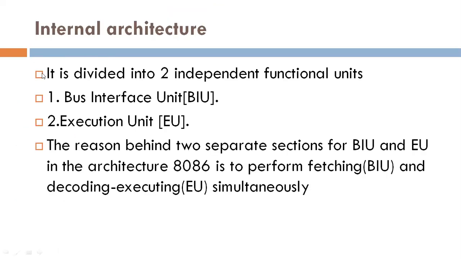Next, internal architecture. 8086 is divided into two independent functional units: the bus interface unit and the execution unit. The reason we have two sections in the 8086 architecture is that the bus interface unit, or BIU, does the action of fetching the instruction, and the execution unit does decoding and executing simultaneously.